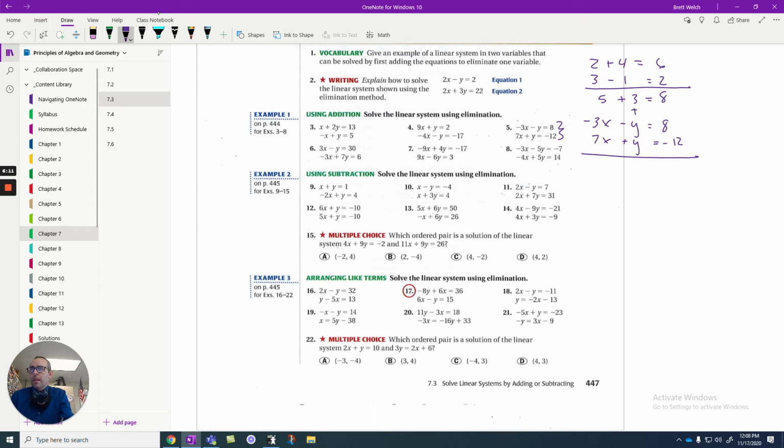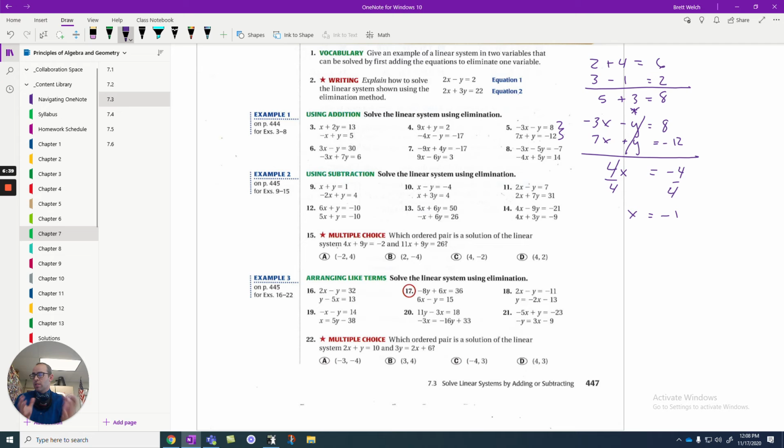Do you see right here how we have a negative y and then a positive y? Those will cancel when I try to add these two equations together. That will leave me with negative 3x plus 7x, or 4x. I bring down my equal sign, and 8 plus negative 12 is negative 4. By dividing by 4, my x will be isolated, and x equals negative 1.